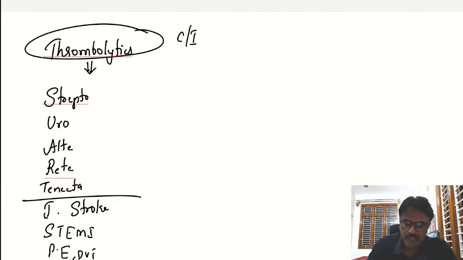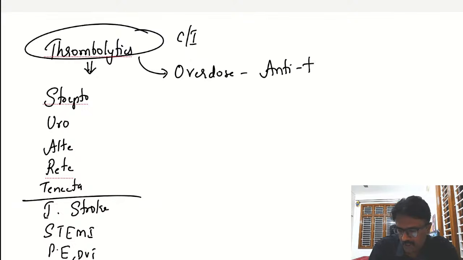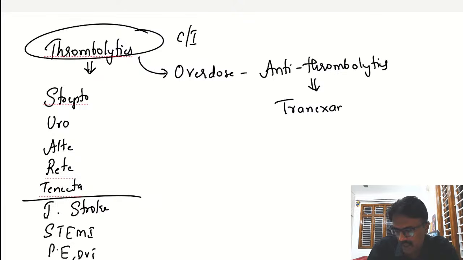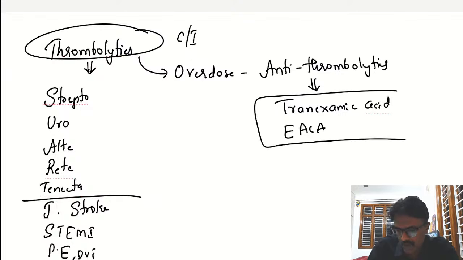Where they are not used: thrombolytics are contraindicated, I told you, in hemorrhagic stroke and non-ST elevation MI. Now, how do you manage overdose of thrombolytics? We use the opposite, that is antifibrinolytics. The names are tranexamic acid and EACA, epsilon aminocaproic acid. These are the antidote for thrombolytic or fibrinolytic overdose.